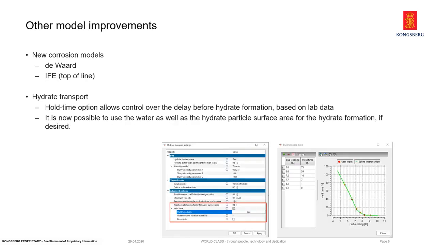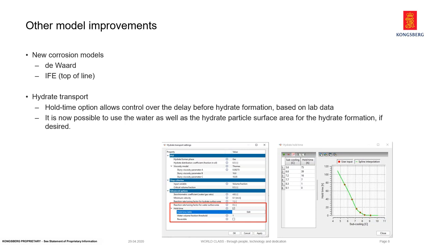Some other model improvements in LedaFlow 2.6. So we've implemented some new corrosion models. Some from before we already had the NORSOK model available, but we're now also supporting the VART and IFE top-of-line corrosion model. Now I can add here that it is possible to activate all these corrosion models by default. Or we can activate them all at the same time, so it's possible to compare the results for all of them. It's not necessary to choose one or the other.